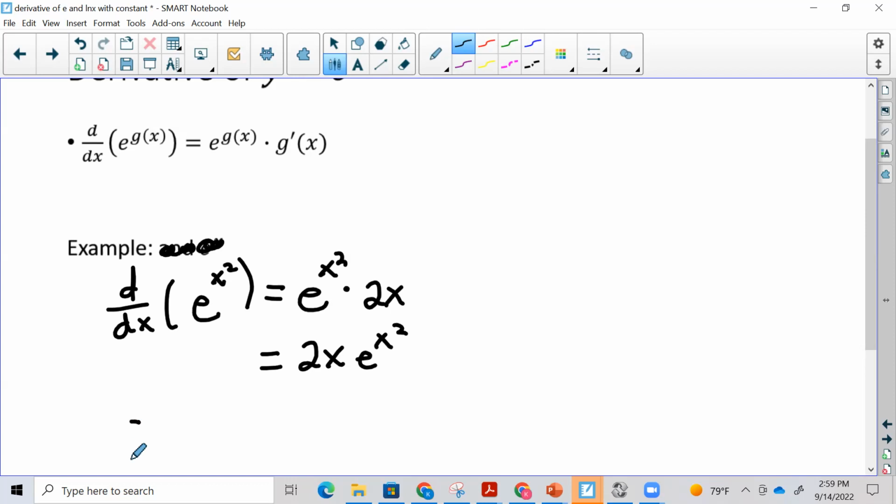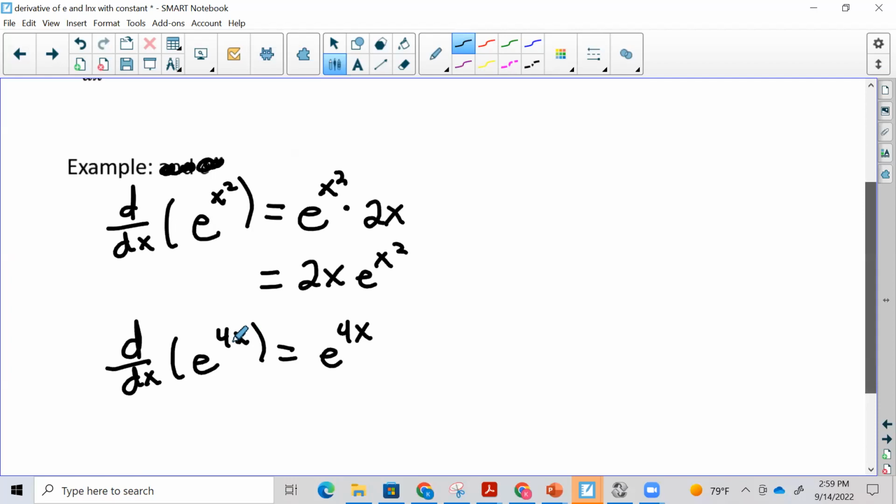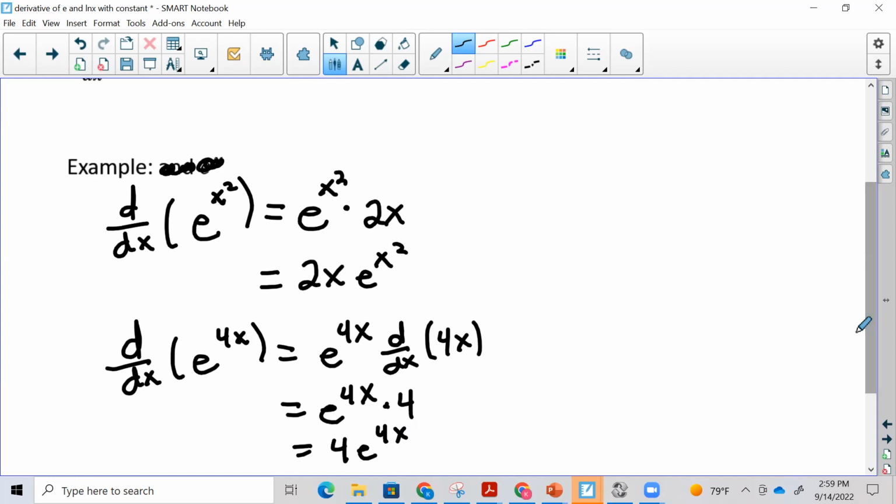For another one, if I said e to the 4x, then when I take the derivative, it's itself. And then we multiply by the derivative of 4x. If I write this out, the derivative of that inside, the derivative of 4x, is 4. So it's times 4. And again, we usually put that in the front. So that is the derivative of an exponential function to some function g of x. And we'll do more examples with e once we get into more rules.